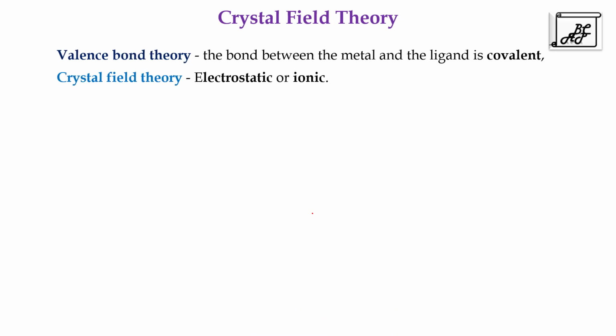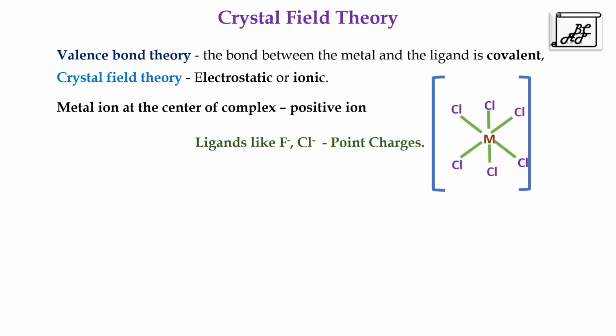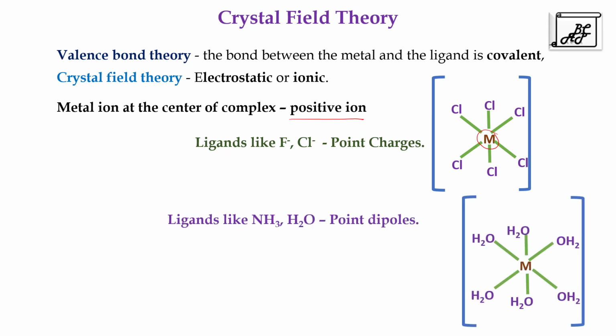Let's move to the crystal field theory. Valence bond theory says that the bond between the metal and the ligand is covalent, whereas crystal field theory completely focuses on electrostatic or ionic bonding between the central metal atom and the surrounding field ligands. In a metal complex, the central metal atom is considered as positive ion, and the surrounding field ligands, if these ligands are ions like F minus, Cl minus, then these are called point charges. And if the central metal atom is surrounded by molecules like NH3, H2O, these are called point dipoles.